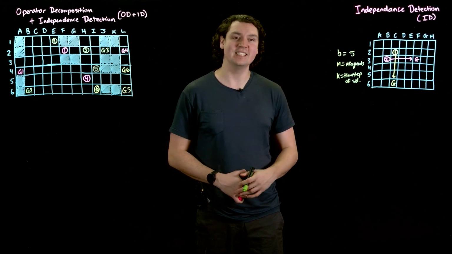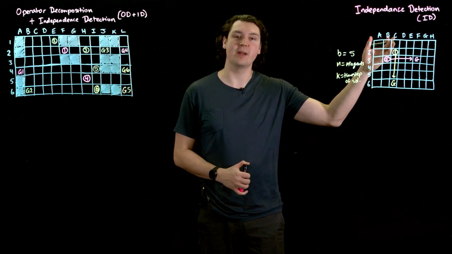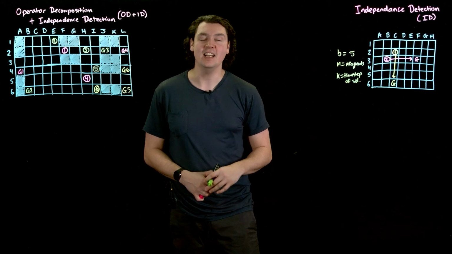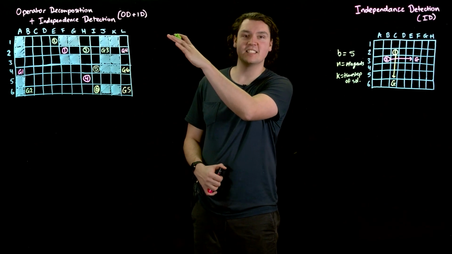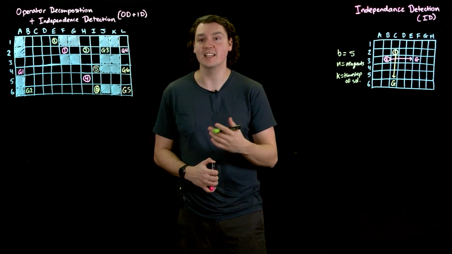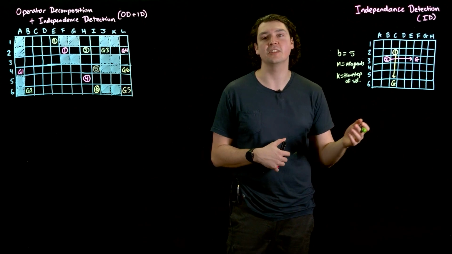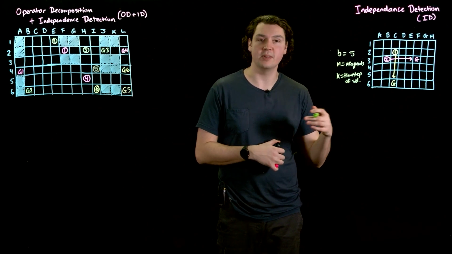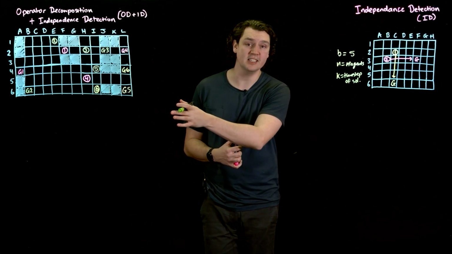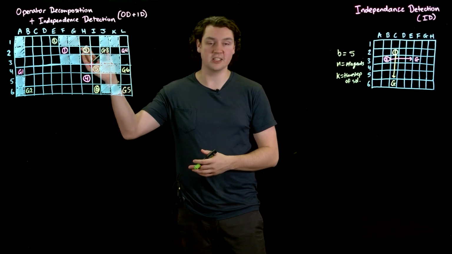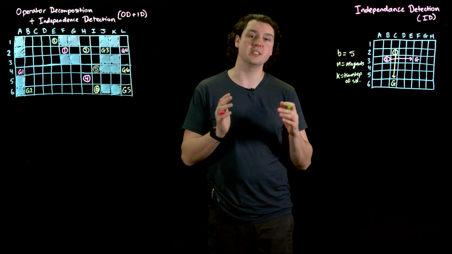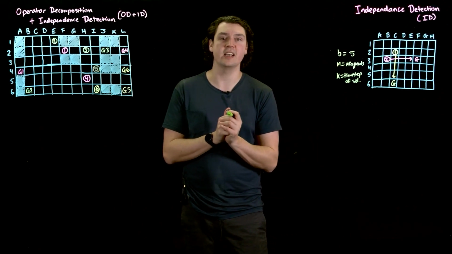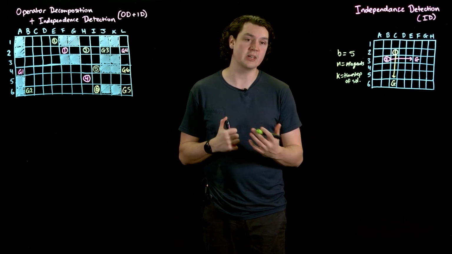Hi, welcome back. In today's video, we're going to be having a look at independence detection (ID), and in particular, a separate second subheading, which is operator decomposition plus independence detection. So this is kind of an addendum. Independence detection is its own idea, but it's appending to the last video on operator decomposition because the two of them hand in hand actually end up being a pretty performant algorithm.